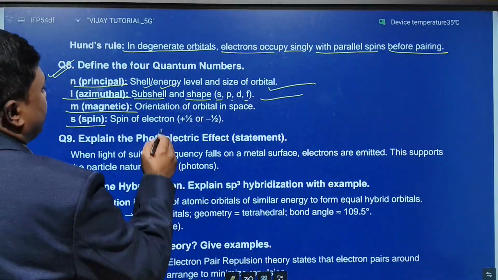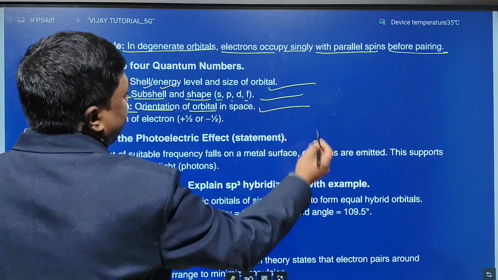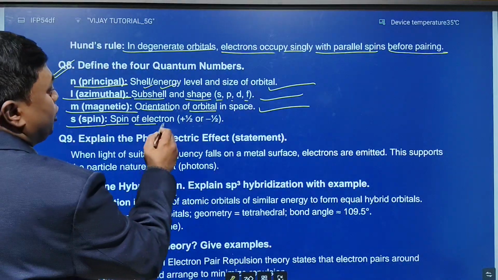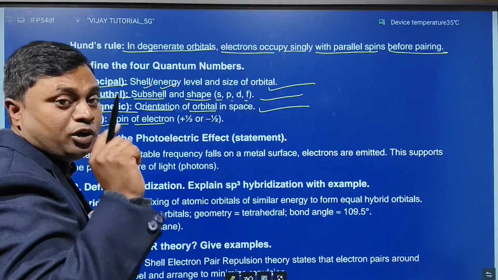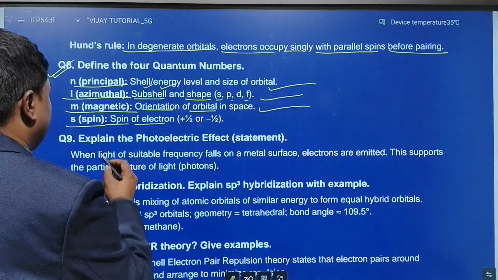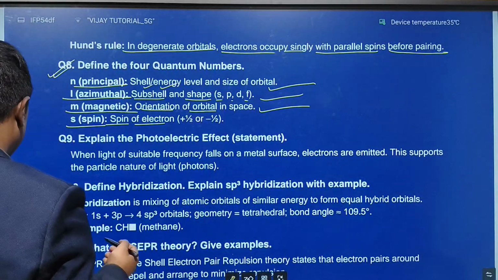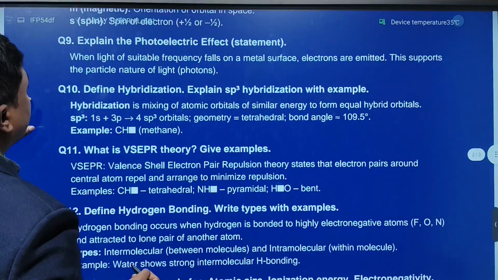Okay, the magnetic quantum number gives the orientation of orbitals in space, and the spin quantum number gives the spin of the electrons, whether the electrons are revolving clockwise or anticlockwise. S can have values plus half or minus half. Yes or no? Next question.